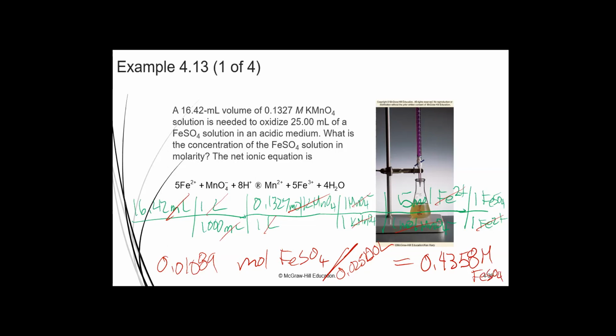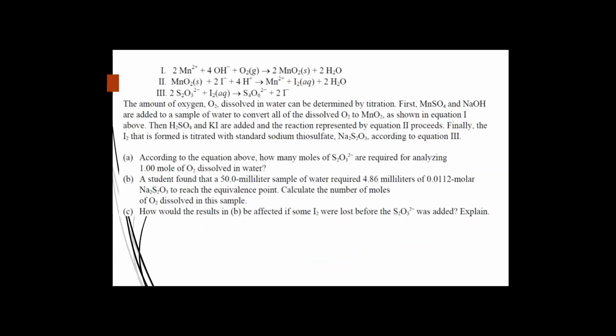We're going to look at one more of these problems. In this case, we want to think about the amount of oxygen dissolved in water, and we can determine it by titration. So first, the MnSO4 and NaOH are added to a sample of water to convert all of the dissolved O2 to our MnO2. Then H2SO4 and KI are added, and the reaction is then set up as part 2. Finally, the iodine that is formed is then titrated with Na2S2O3 by equation number 3. So it's a lot of steps that we have to do in order to find that next part.